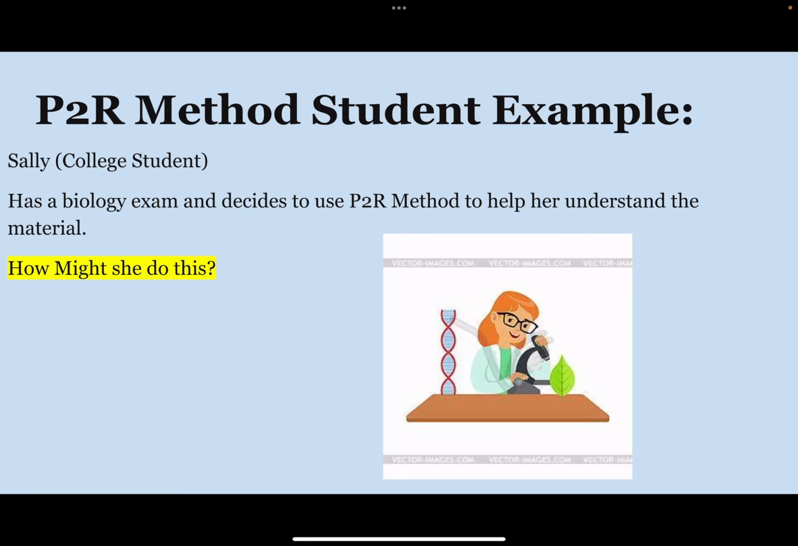An example I have of the P2R method is Sally. Sally is a college student who has a biology exam coming up and needs to read a chapter about cellular respiration. She decides to use the P2R reading method to improve her understanding and retention of the material. Well, how might she do this?